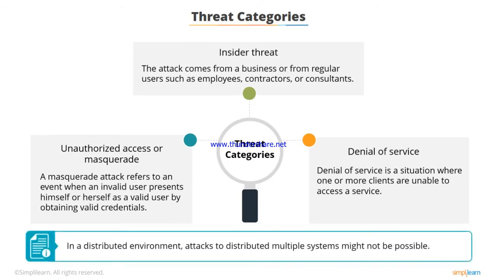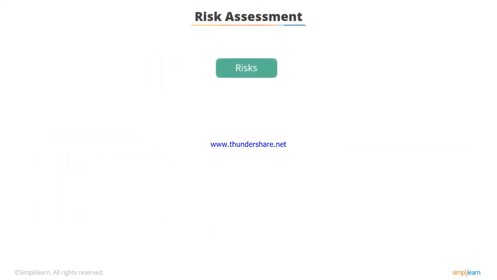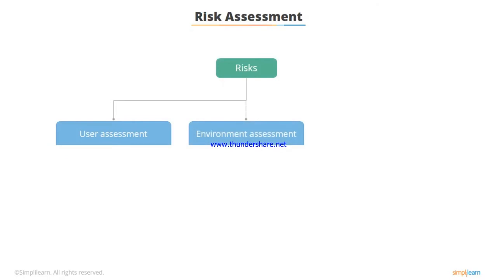In a distributed environment, attacks to distributed multiple systems might not be possible. However, an attack to one firewall or network access switch can be of major impact if not protected. Assessing the threats to a distributed system to assess risks requires understanding the users and the environment. Risks of potential threats can be assessed by user assessment, environment assessment, and vulnerabilities.